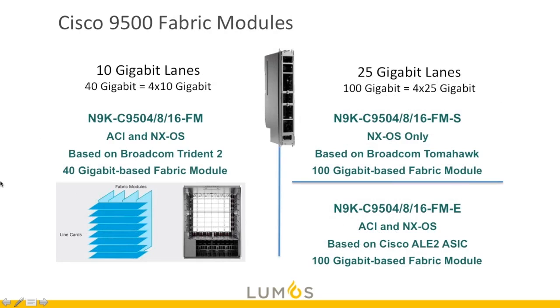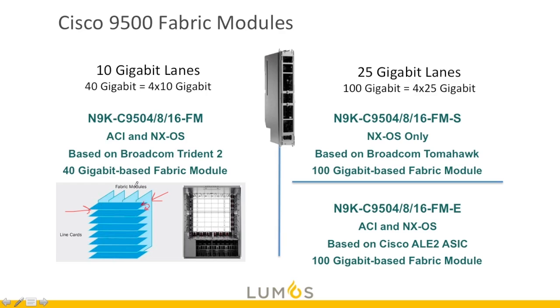The 9500 series do not have a mid plane. Instead they have line cards and fabric modules. The fabric modules provide the connectivity from one line card to another line card. When we get into the ASIC section, we'll talk a little more about how that connectivity works. So it makes airflow very easy. We don't have to do side-to-side airflow.